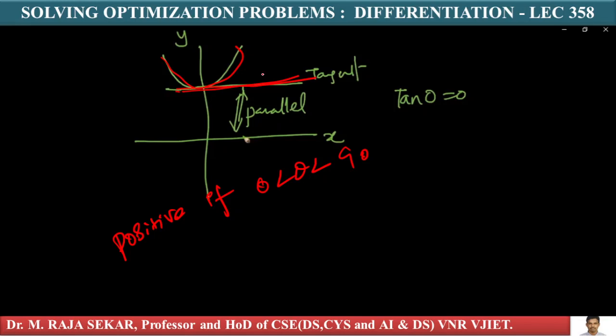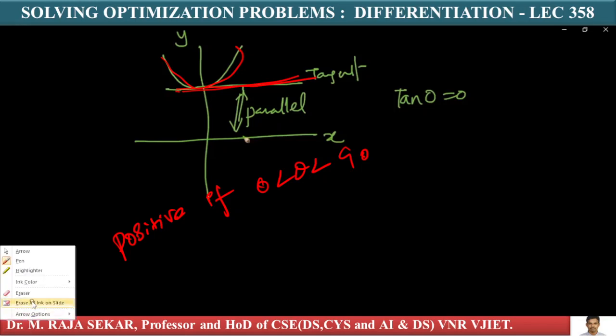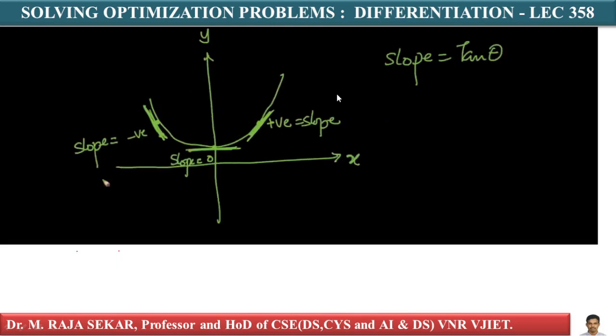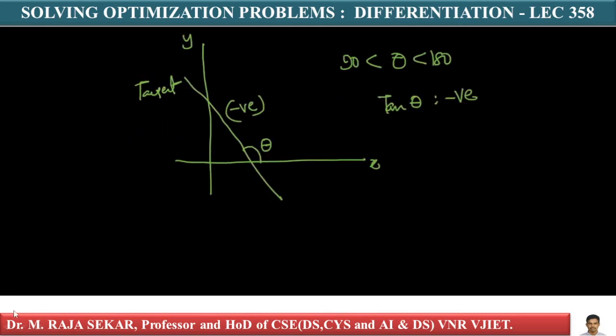Now what happens if you have a curve and a tangent like this? This is 90 less than theta less than 180, and your tan theta is negative, isn't it? Then what does it mean? For example, if this is my tangent, what is the angle between this particular tangent and the x-axis? If this is my tangent which is perpendicular, then tan 90 is undefined, isn't it?